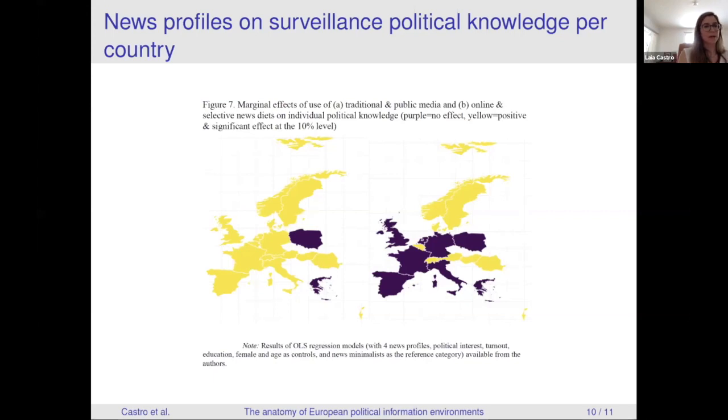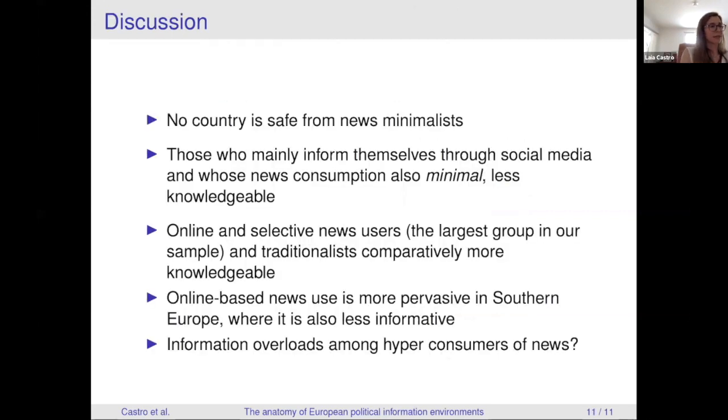So to summarize, this project provides a lot of food for thought, but some of the main highlights would be, for example, that no country is safe from news minimalists. You didn't see that much in the presentation, it's more in the paper, but so far we found out that news minimalists are virtually everywhere an important group, also in line with previous literature.